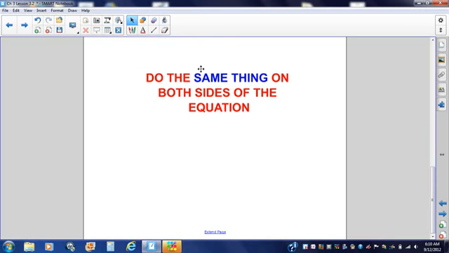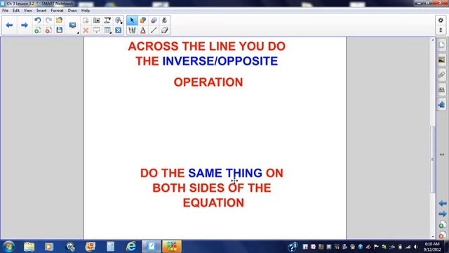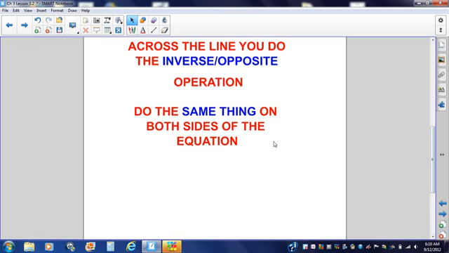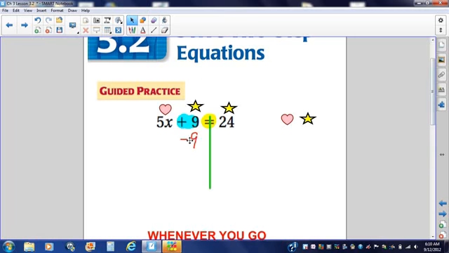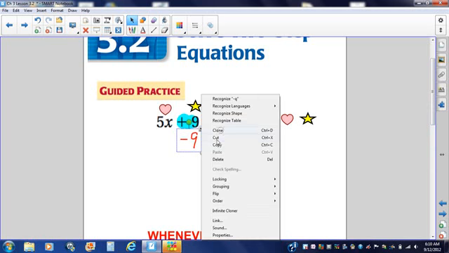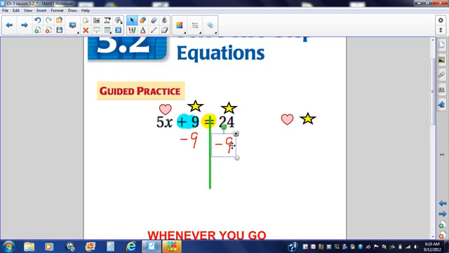So I'm going to put a minus 9 here. Other thing I'm going to have to remember when I'm working with equations, do the same thing on both sides of the equation. So since I put a minus 9 here, I'm going to put a minus 9 over on that side. A positive 9 and a negative 9 give you 0, but instead of spending the time to write that they give me 0, I'm simply going to cancel them or cross them out. That's the fast way for me.